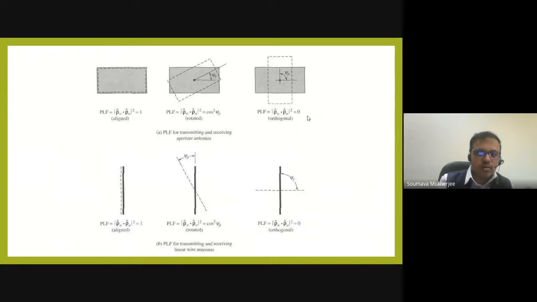So this is the concept of the polarization loss factor: if your polarization is not matching, for example, suppose your antenna is directed in horizontal polarization and your measurement antenna is in vertical polarization, your received power will be 0. So this alignment of polarization is very important, otherwise you will not receive any power. At different positions you will get 0, so you will think that there is no radiation happening. That's not the case. The case is that the polarization is different, that's why you are not receiving the power. That you need to consider.